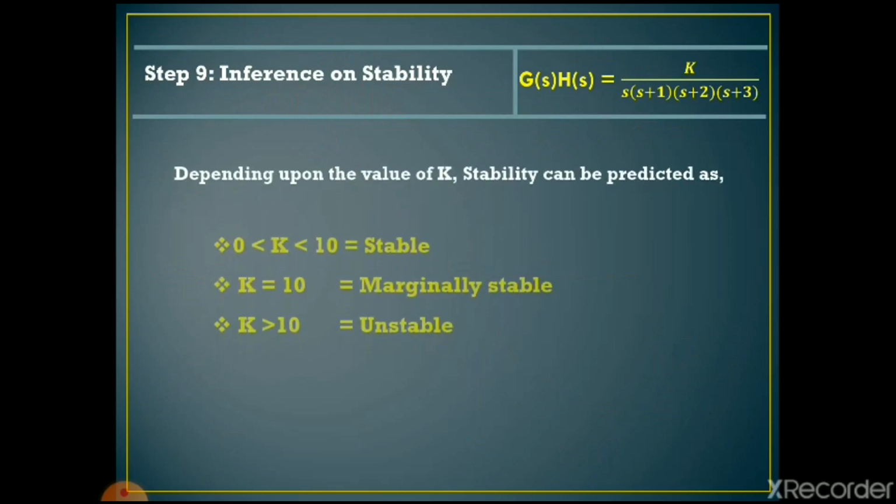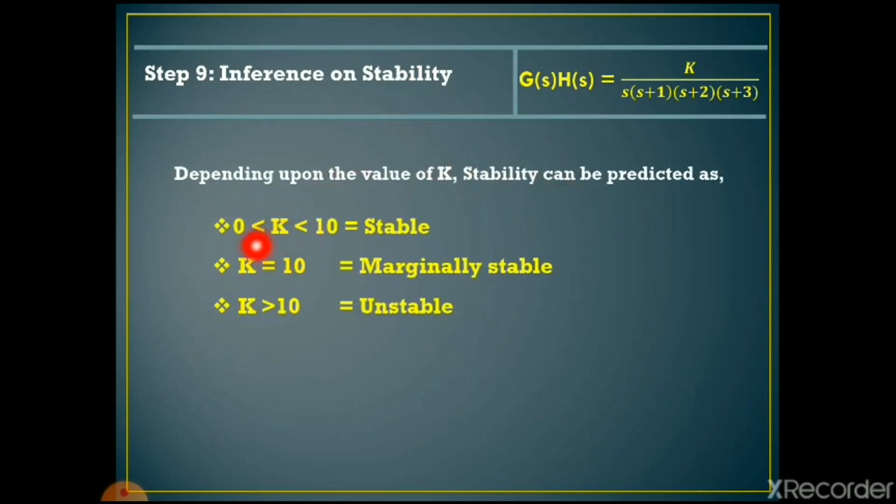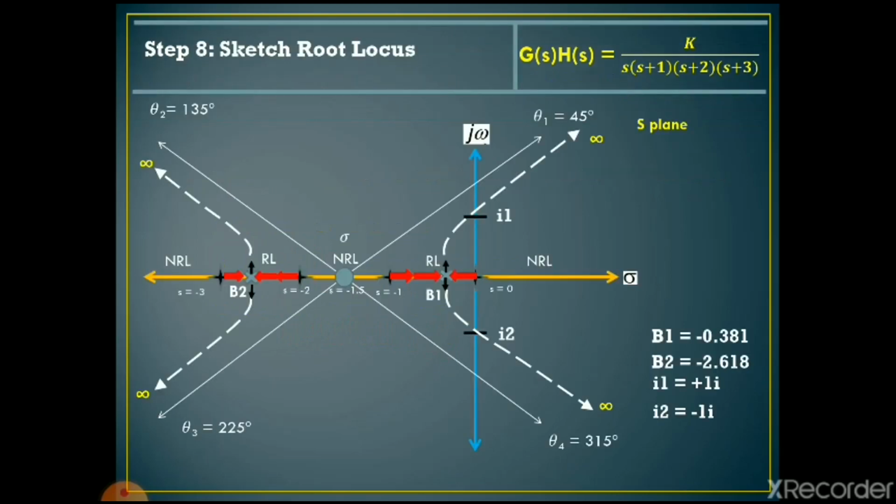So in this particular problem we can say that if the value of k is between 0 to 10, the system will be stable, and when k is equal to 10, we saw in step 6, it will become marginally stable, and for k greater than 10, the system will be unstable. That means here if the value of k is between 0 to 10, then all the poles will lie in the left hand side of the S-plane, and when k is equal to 10, some of the poles, or here 2 poles, will lie on the imaginary axis, and when k is greater than 10, these 2 poles will lie on the right hand side of the S-plane.